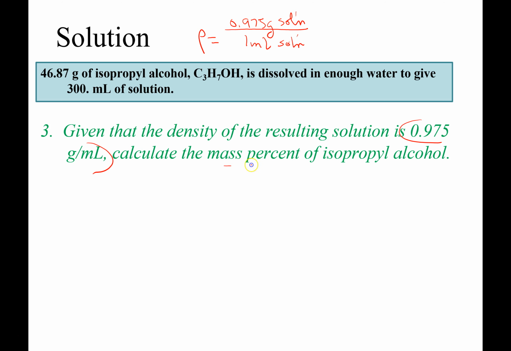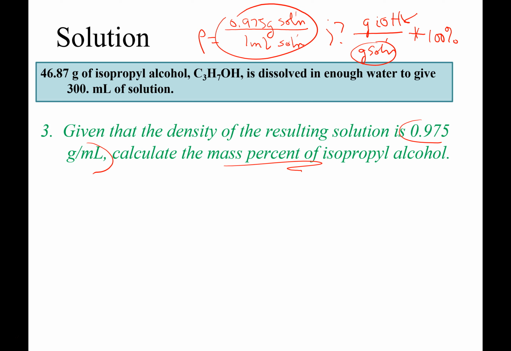Basically, if we're after mass percent, we need to get to the grams of IOH, which actually was given in the problem, divided by the grams of solution, and that will give us mass fraction. Times 100% will give us parts per 100. So we've got this, right? We just need to know grams of solution. And we can get to grams of solution if we know the density and the volume of the solution. And we know the volume of the solution was 300 milliliters. So it looks something like this.